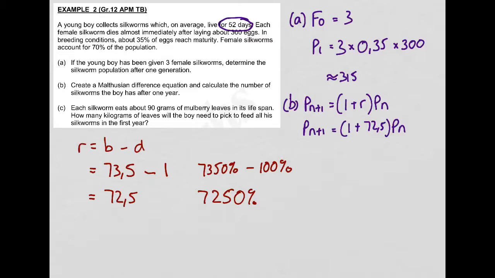So we know that there are 365 days in a year. If we divide that by 52, we get a value of 7,019, which we can round off to 7 generations. So in other words, we're trying to discover how many silkworms there have been after the 7th generation. Or in other words, how much he has at the end of 1 year, provided that they all stayed alive. The last population, that is.